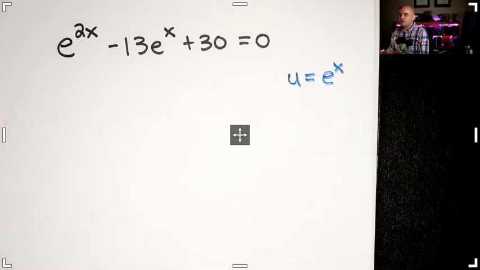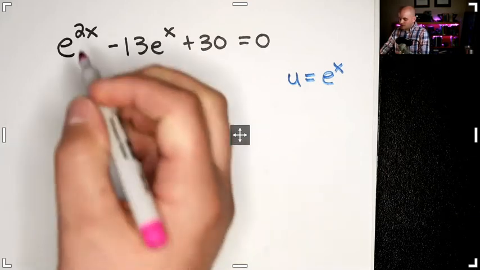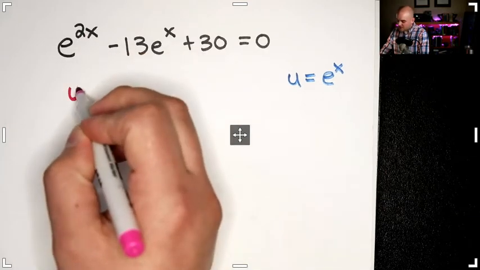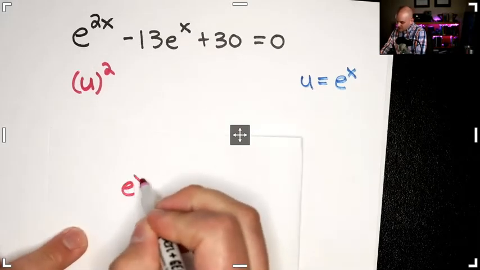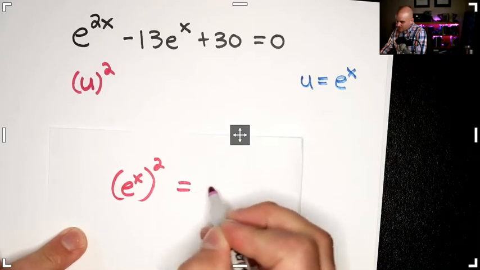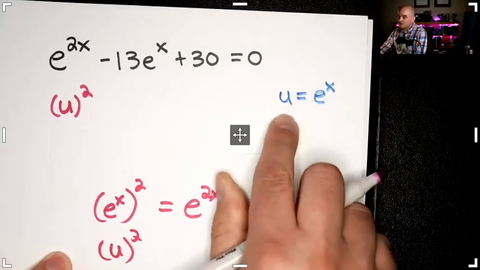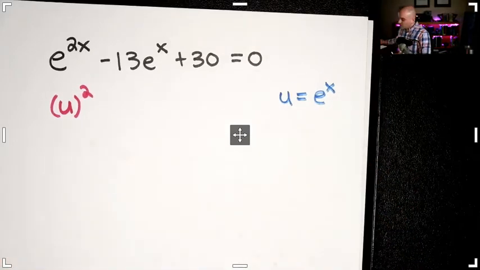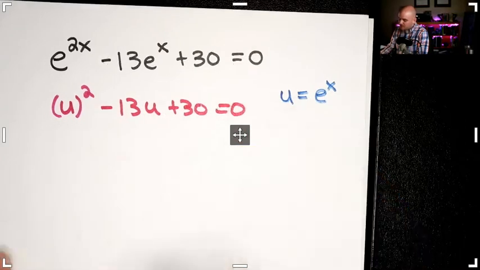And if I let u equal e to the x, now I'm going to go back and substitute it into this equation right here. So e to the 2x is now going to be the same thing as u squared. If you're wondering how does u squared equal e to the 2x, we're letting u be e to the x. So if I take e to the x and I square it, that's the same thing as e to the 2x. So this is the same thing as u squared if u equals e to the x. So I've got u squared minus 13u plus 30 is equal to 0.